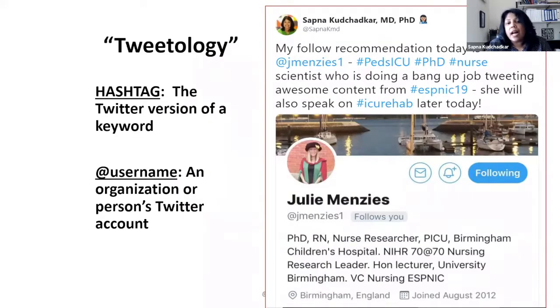So here's an example of a tweet that I sent when I was at the European Society for Pediatric and Neonatal Intensive Care. Julie Menzies is a woman who I got to work with, collaborate with, and I wanted people to know that she's a great person to follow on Twitter. So I tagged her handle there. I included the relevant hashtag. She's a nurse, a PhD nurse, and I included Peds ICU, which is our critical care community hashtag. She speaks on ICU rehab. That's also an established hashtag, and I used the conference-specific hashtag. So in that one tweet, I was able to connect with a lot of people, not just the people at that conference, but the people who follow all of these different keywords that are relevant to them.